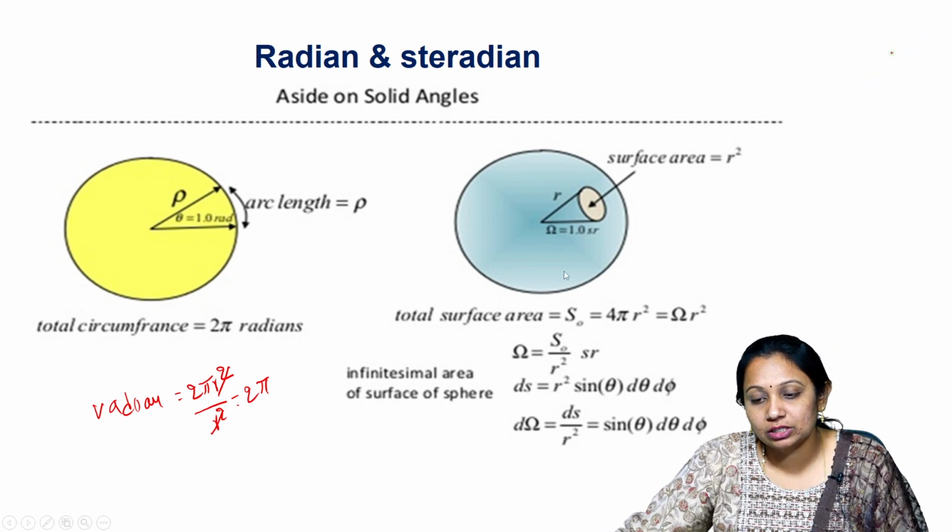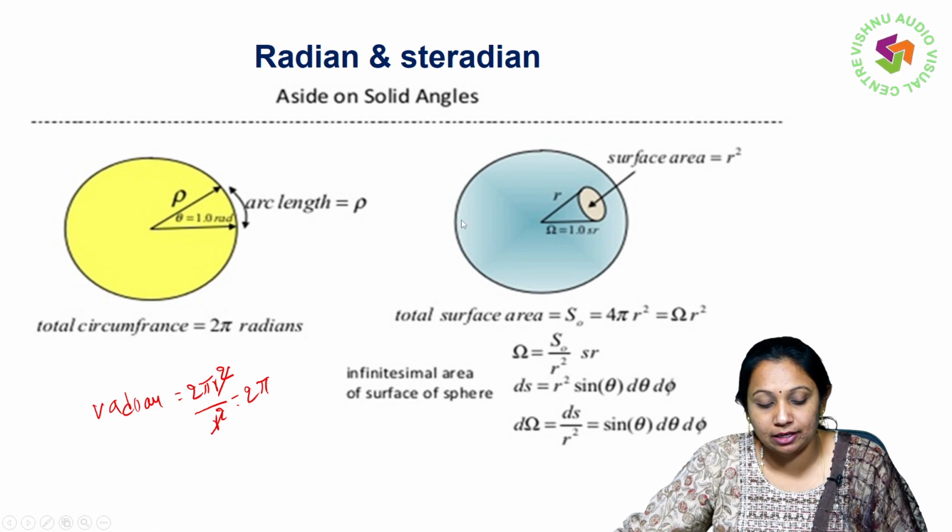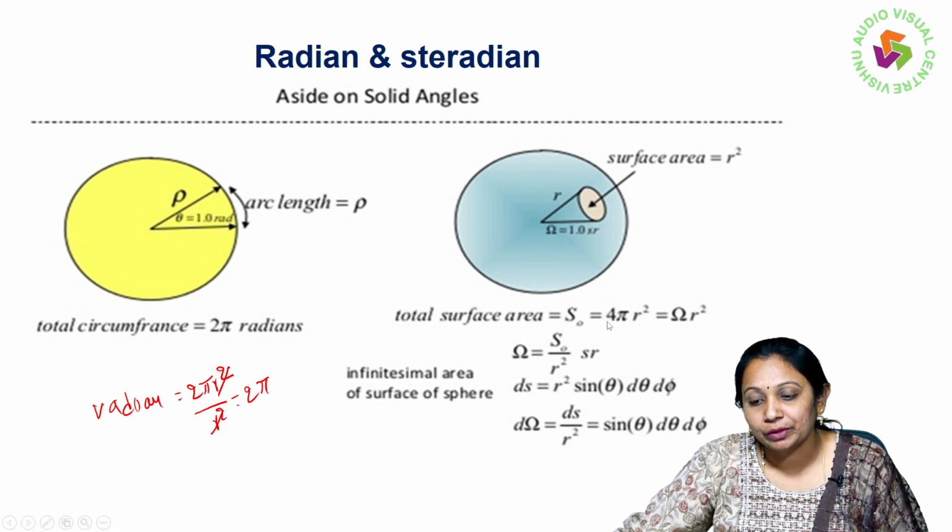Then coming to the steradian, the same if we consider for the steradian. Here Ω is the solid angle. For the steradian we write the total surface area, which is 4πr². So in total it has 4π steradians. A circle has 2π radians and a sphere has 4π steradians.